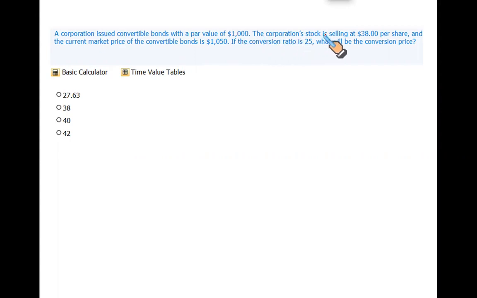The corporation stock is selling at $38 per share, and the current market price of the convertible bond is $1,050. If conversion ratio is 25, what will be the conversion price? Now, this is an interesting question. Remember, the price of the bond doesn't matter. The price of the stock doesn't matter, because the price of the bond keeps on going up and down. The share price keeps on going up and down. That doesn't mean that your convertibility will be affected. Convertibility doesn't depend upon the bond price or the share price.